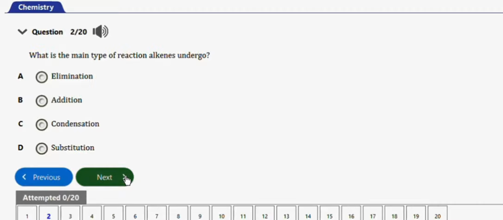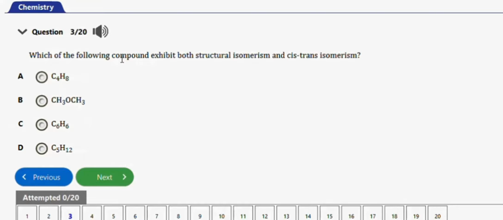The next question says, which of the following compounds exhibits both structural isomerism and cis-trans isomerism? So it will be an alkene basically. The right answer would be option A, which is butene. That's it for this question.